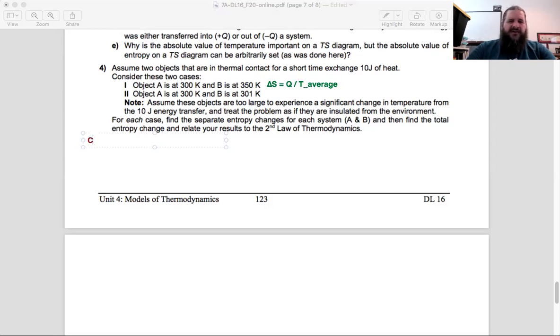Let's say in case one, we want to calculate delta entropy for A, and also delta entropy for B. And then we should also calculate delta entropy total once we've got those. So how would you calculate, let's say delta entropy for A? What's the heat for A?